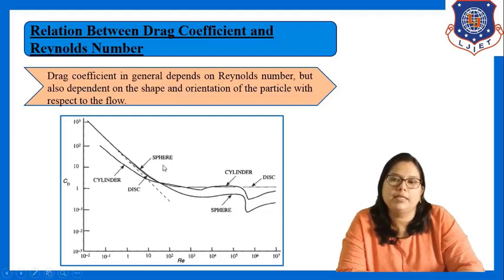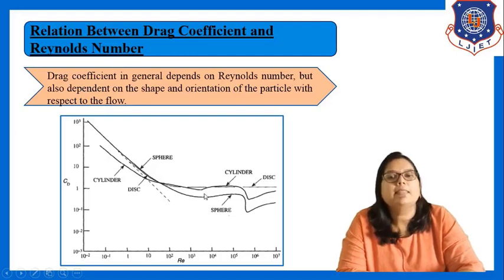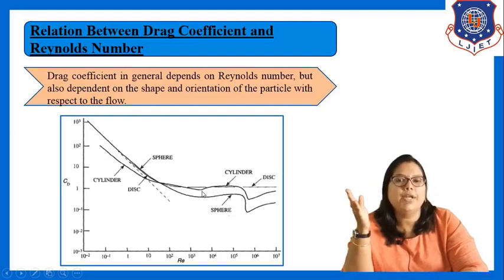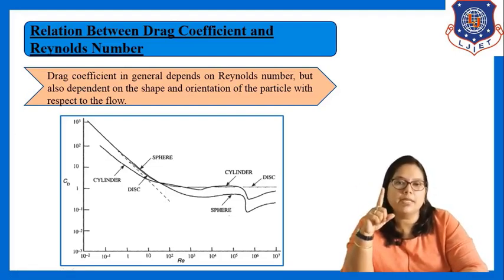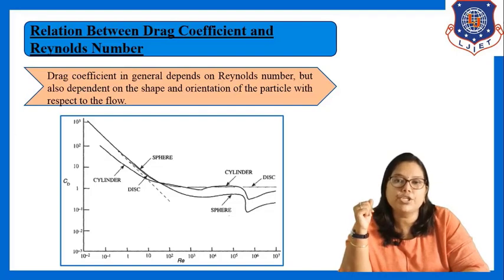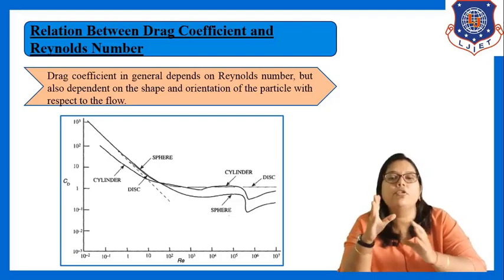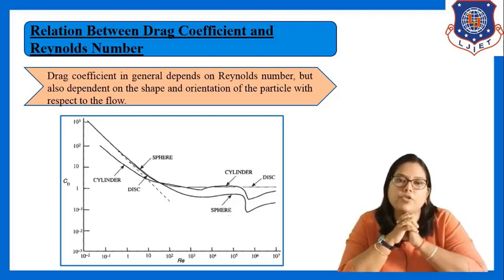Here it is written, this line is for sphere, this line is for cylinder, this line is for disc. That means, as I have already said, the drag coefficient depends on Reynolds number as well as the shape and orientation of the particle. That's why this CD versus NRE graph is different for different shapes of the object.